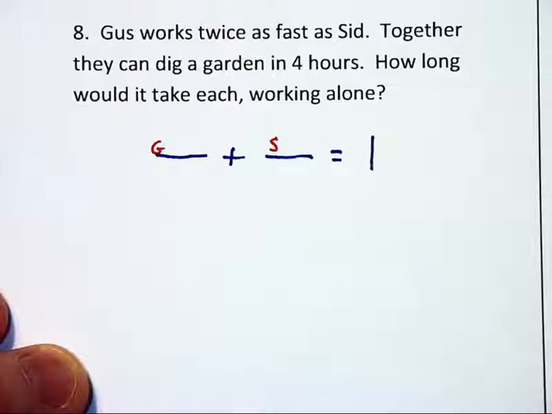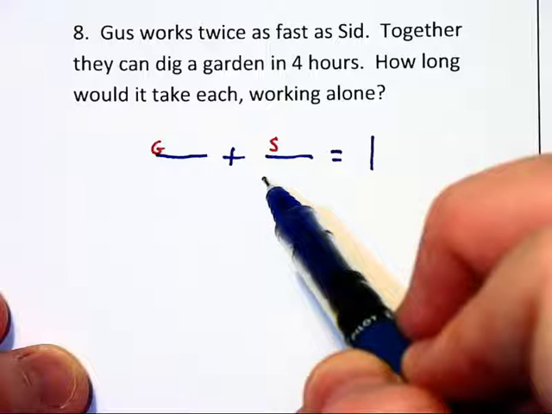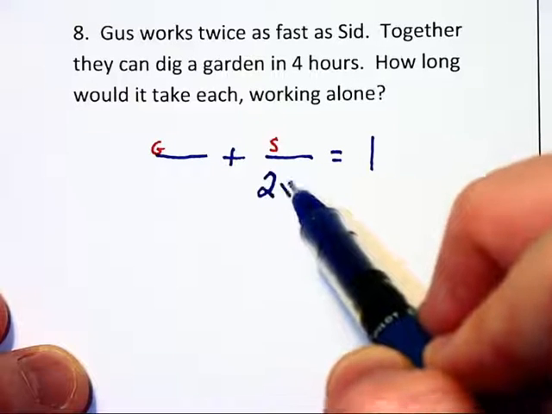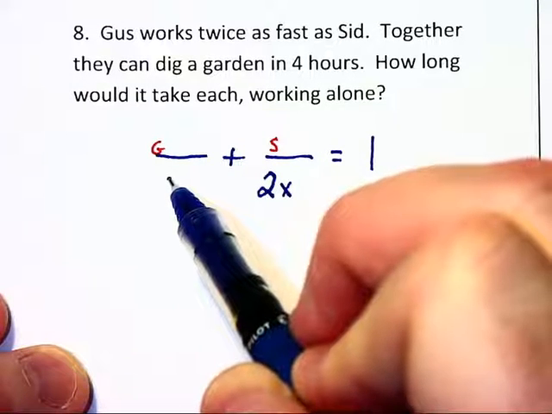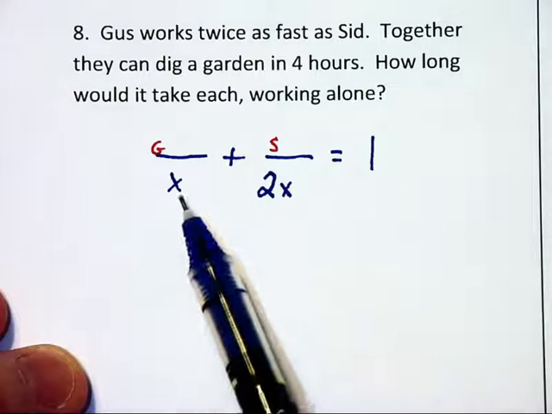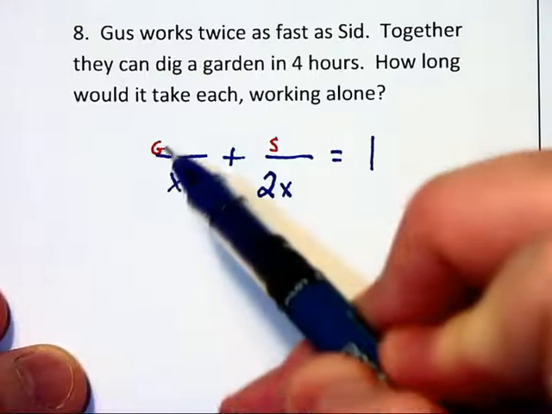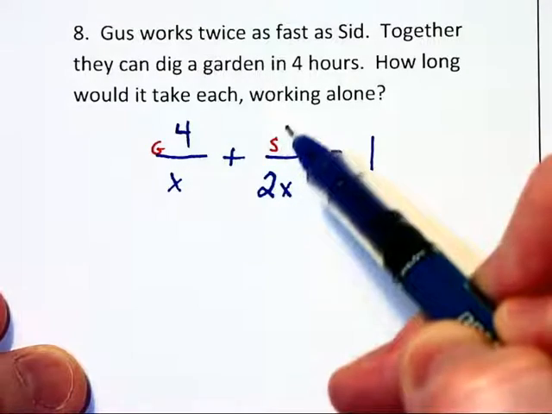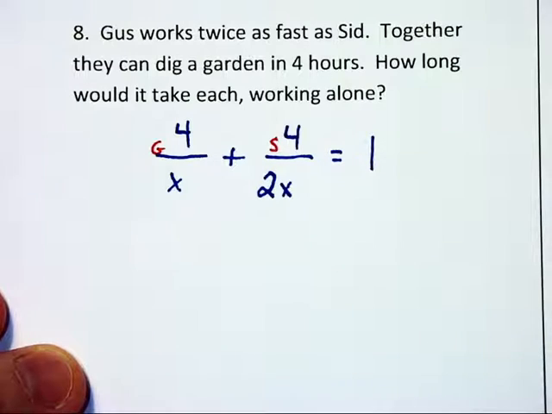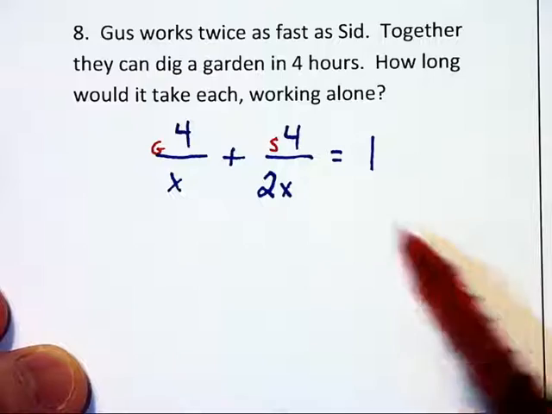Now, Gus works twice as fast. Technically, that means that Sid's time is going to be double whatever Gus's time is, because if you think about it, if he works twice as fast, he's going to take half the amount of time. That can be a little bit tricky here. And they're working together for 4 hours. That's the together or actual time working. Now we're solving for x and 2x, their alone speeds.